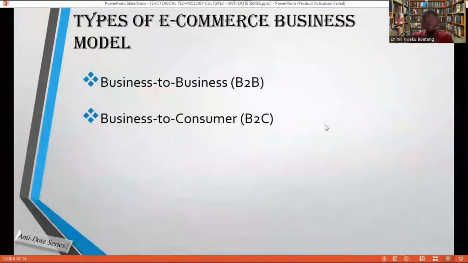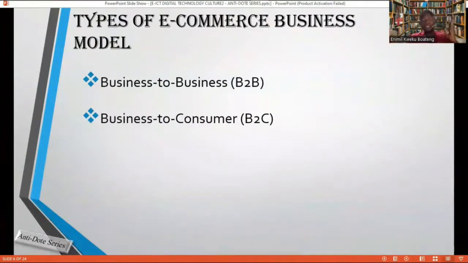So the next one is business to consumer. With business to consumer, you're looking at a business person or a business entity providing services or selling goods and services to a consumer. This consumer should not necessarily be a business entity. This consumer can be you and I, who don't own any business. We are consumers.